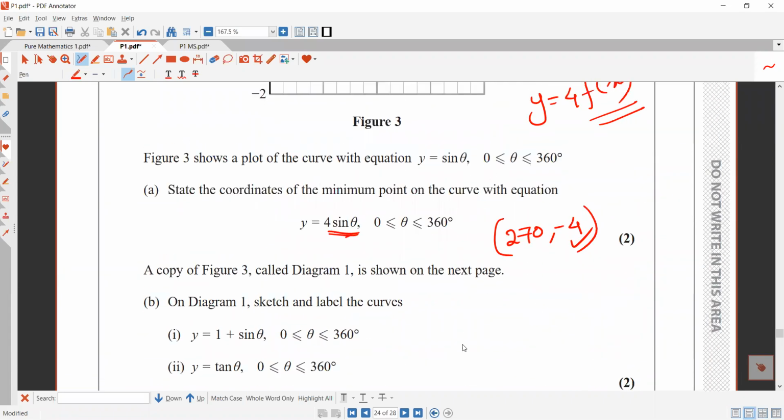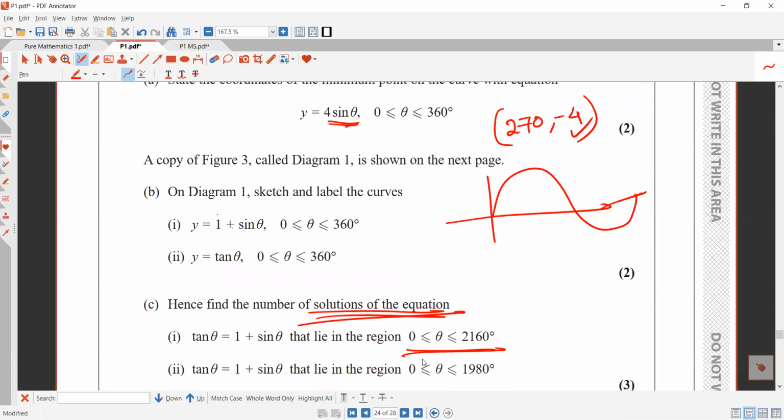Now, you know what a single graph looks like, and you know what is going to happen here. You just have to tell me how many solutions there are. You know that this graph is going to shift +1 upward, and you have to consider it from 0 to 360. But you don't have to draw it, to be honest. You just have to show how many solutions there will be.